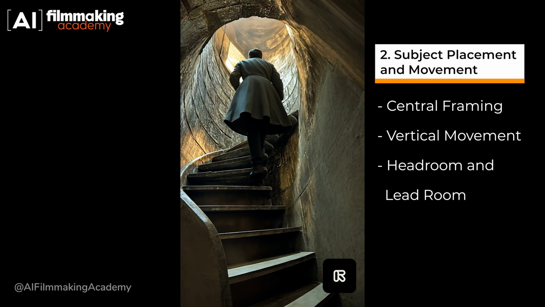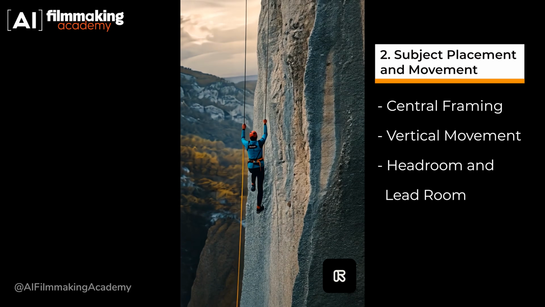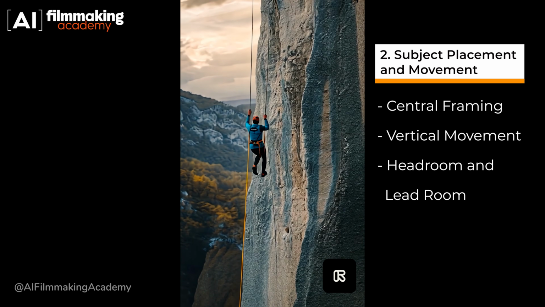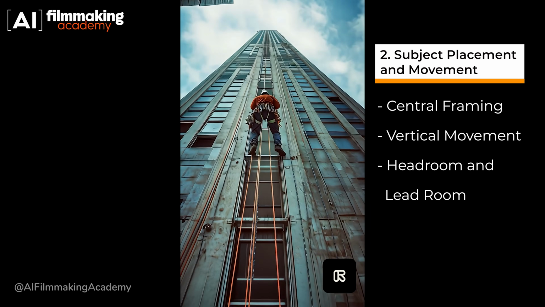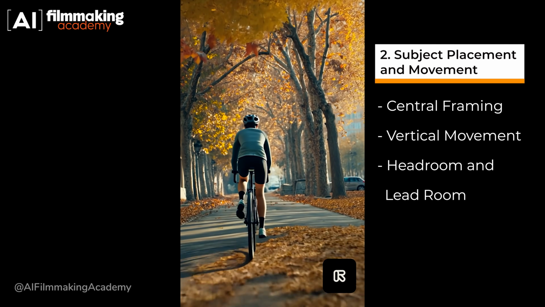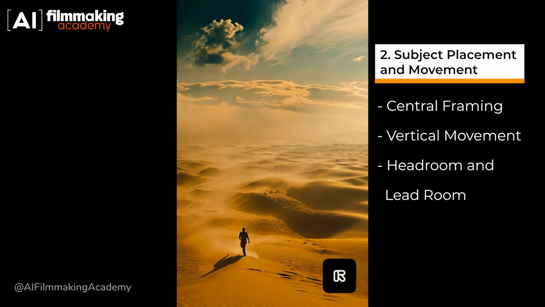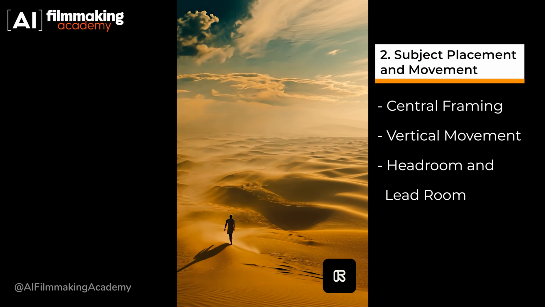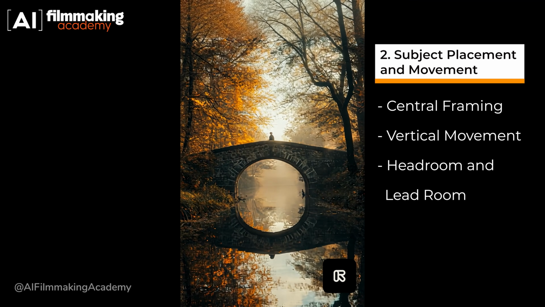Vertical shots are great for capturing upward or downward motion. Think of characters climbing stairs, descending, or moving vertically in the frame. Keep the camera tilting up or down rather than panning side to side. Make sure there is enough space above and below your subject. Keep the frame balanced, especially when the action moves vertically, so it doesn't feel cramped.